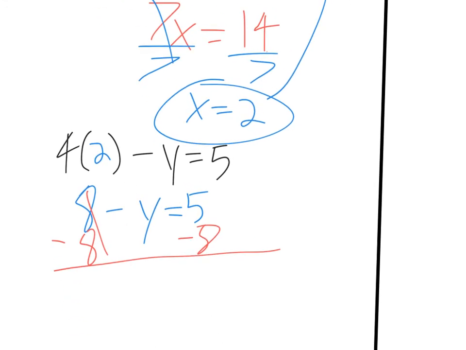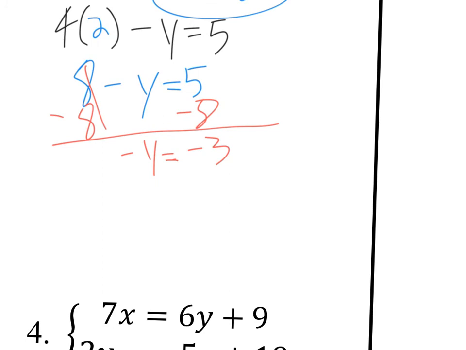And you get negative y equals negative 3. And so if you're saying to yourself, wait, 8 minus 3 is 5, not 8 minus negative 3, that's because you have it negative y equals. So it's what I said before. If negative y equals negative 3, then positive y equals positive 3.